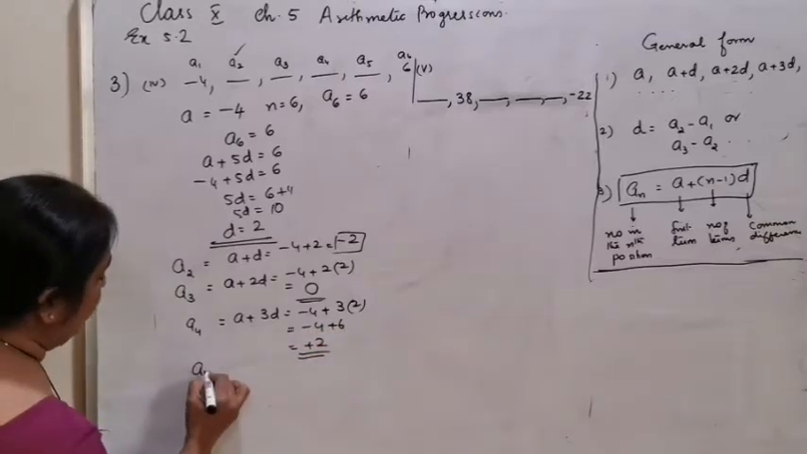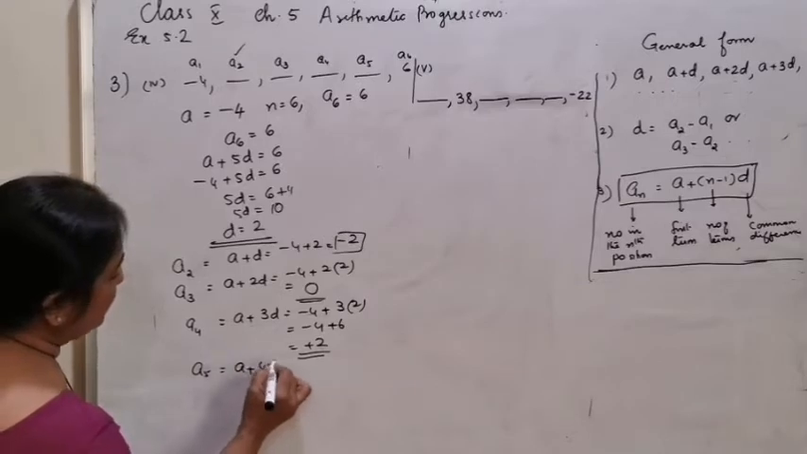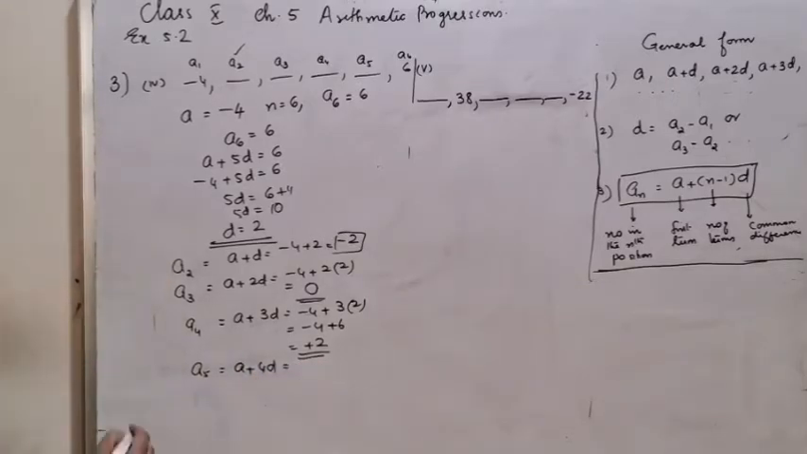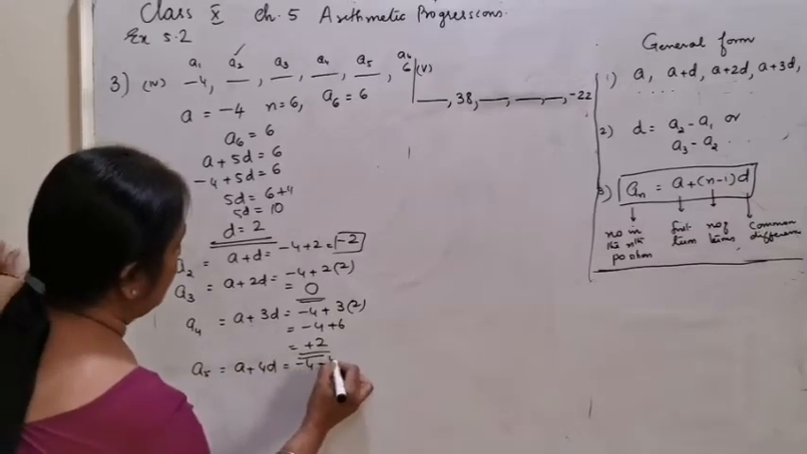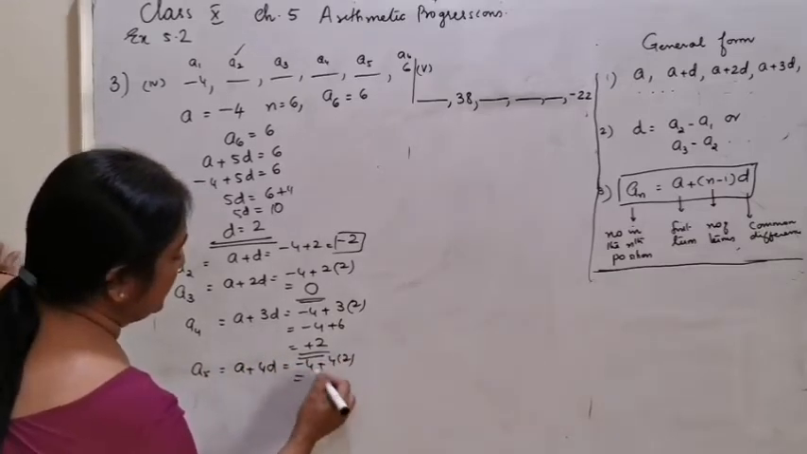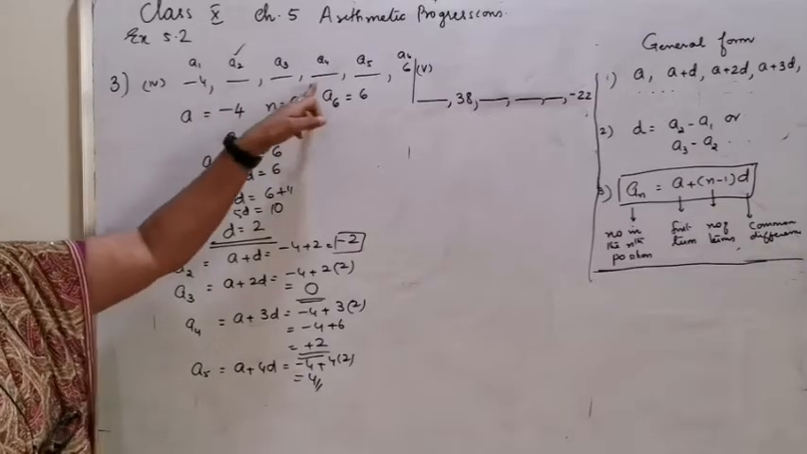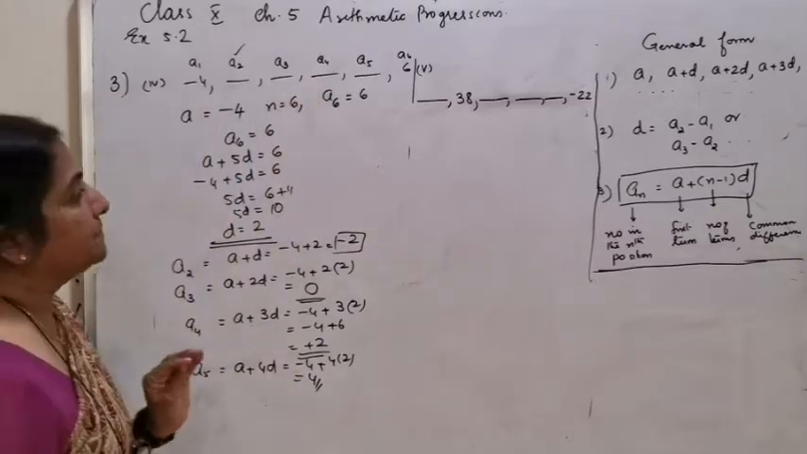Again, A5 is equal to A plus 4D, which is equal to minus 4 plus 4 into 2, that is 8 minus 4 is 4. So you got all the terms of this missing blank.